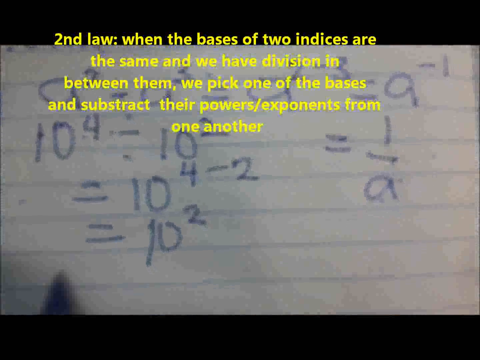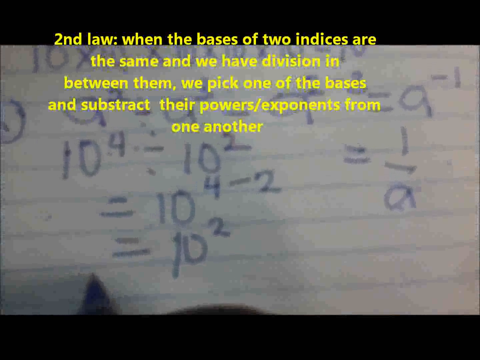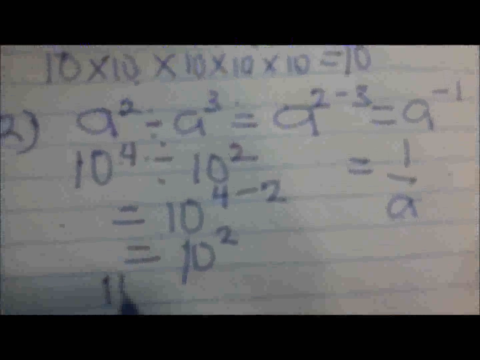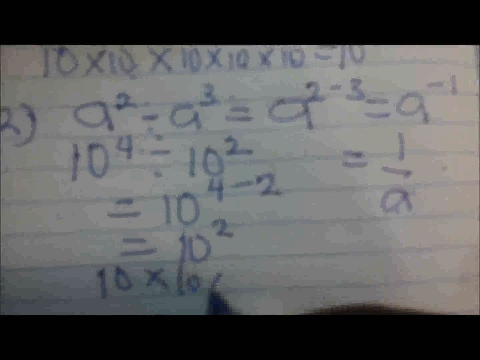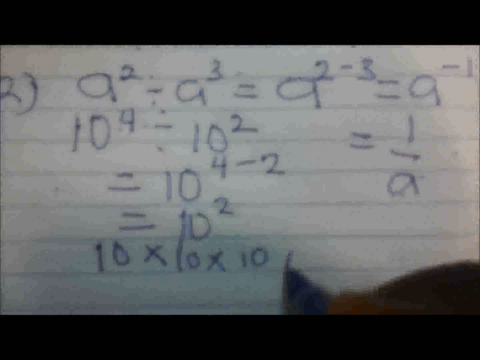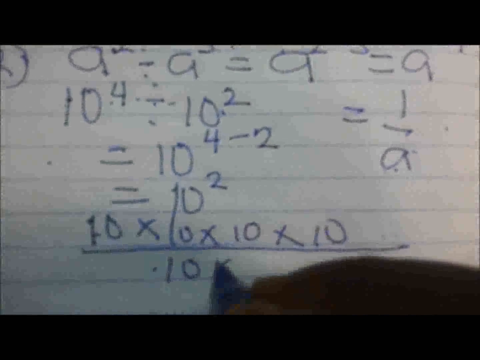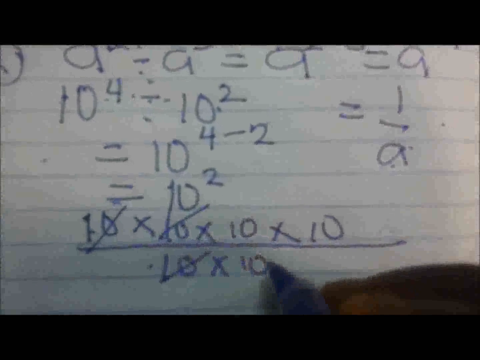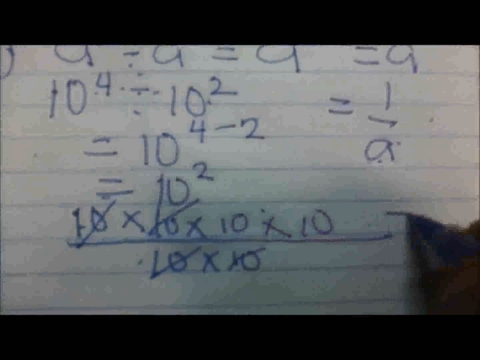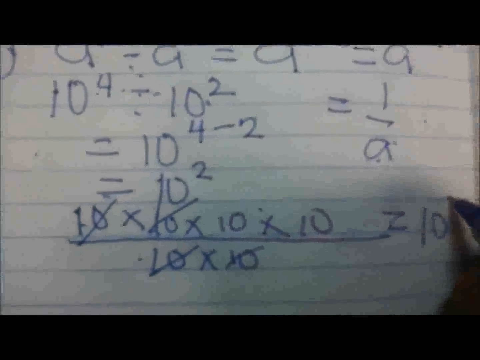Let's make use of a longer method. Using the longer method, we have 10 raised to the power of 4, which is the same thing as 10 times 10 times 10 times 10, divided by 10 raised to the power of 2, that is 10 times 10. 10 will cancel out 10, 10 will cancel out 10, so we are left with 10 times 10. So this is the same thing as 10 raised to the power of 2.